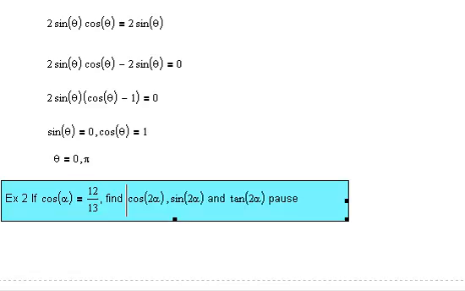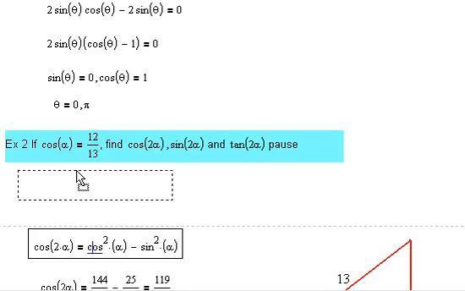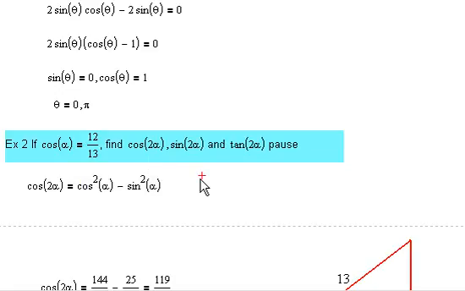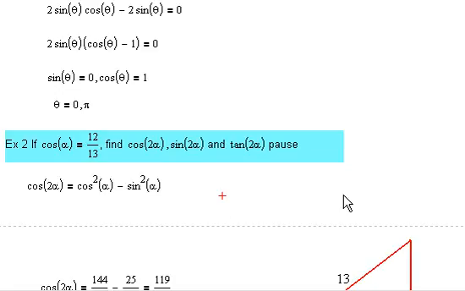Resuming from the pause, you might be able to say, well, why don't we use these formulas that we just developed to find cosine of 2 alpha? And of course, cosine of 2 alpha is cosine squared alpha minus sine squared alpha. Or another way we could do it would be 2 cosine squared alpha minus 1.